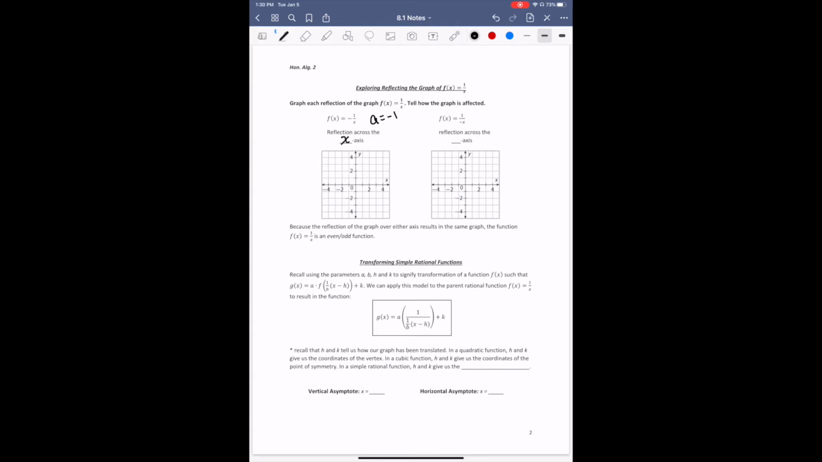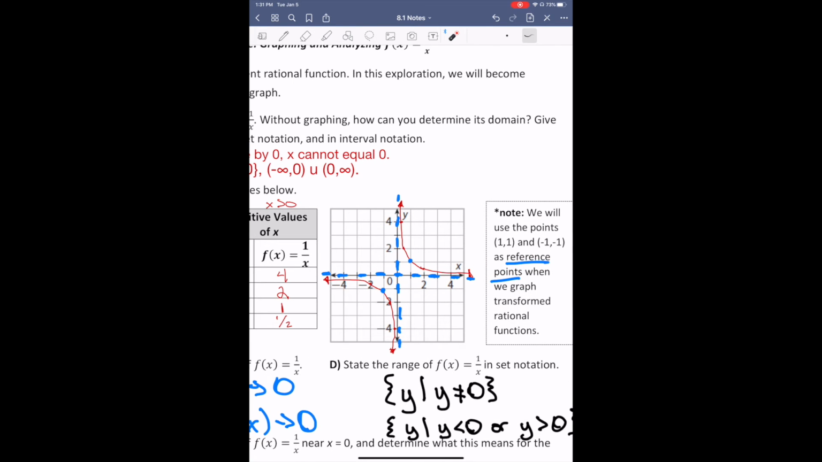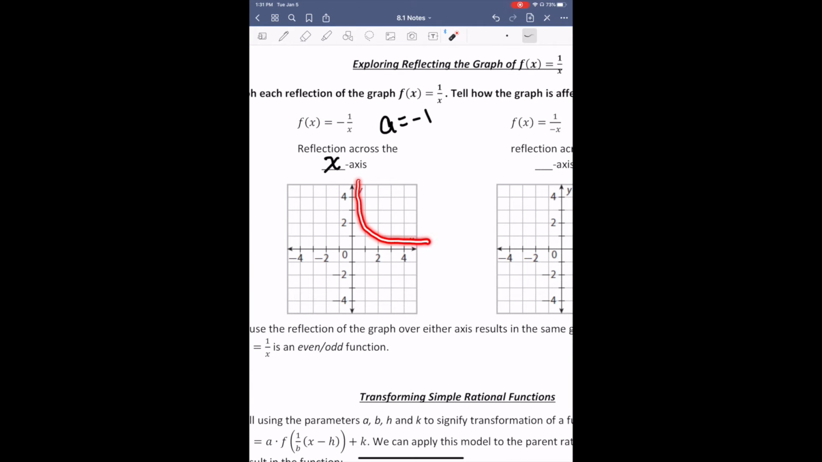When you have a reflection across the x-axis, remember, this is our x-axis. This is our parent function. You can see our parent function is located in quadrants 1 and 3. Reflecting it across the x-axis would take quadrant 1 and flip it over to quadrant 4. Same thing for the second portion here. Quadrant 3 reflected over the x-axis would flip over to quadrant 2.